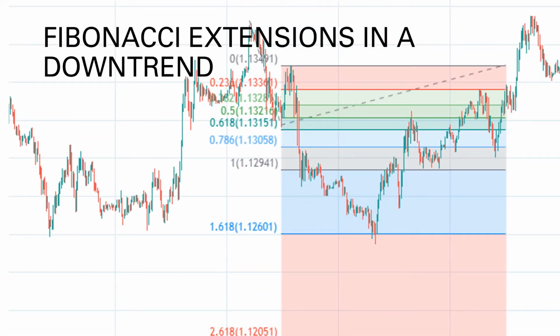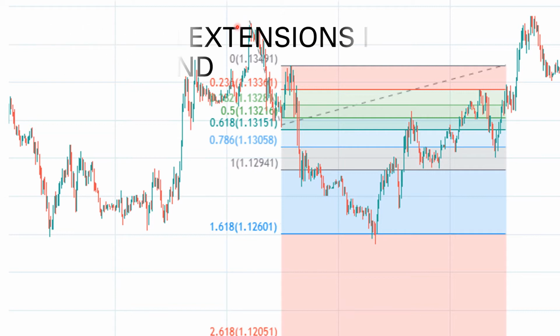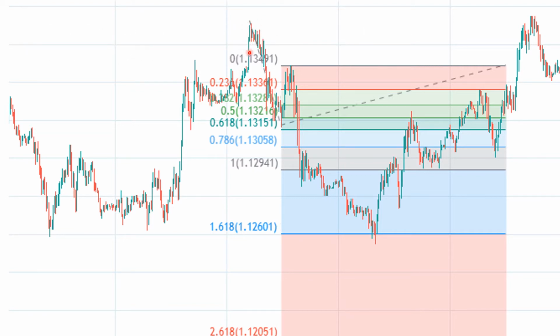We can also use Fibonacci extensions in a downtrend. And we can do this by identifying the swing high. We use the one up here. Identifying the swing low, we use the one here. And then identifying the retracement, we use this one here. So what you now do is you click on the swing high, you click on the swing low, and then you click on the retracement.